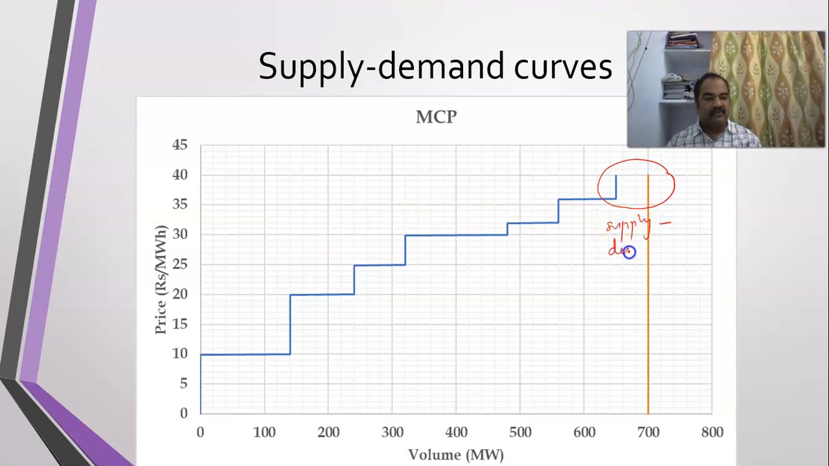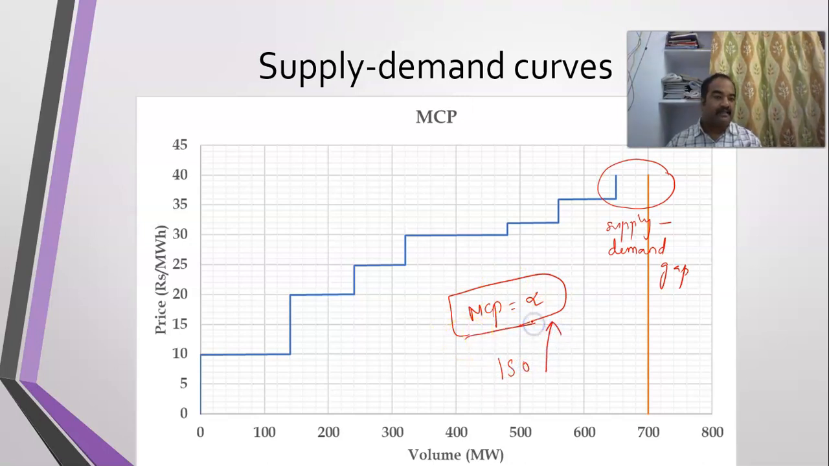So in this case, how will you determine the MCP? Because MCP is the intersection of these two curves. So there is no intersection, which means that MCP may lead to infinity. In this case, the independent system operator comes into the picture. So he finalizes the MCP at some reasonable price, what we call a market cap. He will introduce a market cap. So in this case, it is 40 rupees, right? He will go with some 45 rupees or 50 rupees.